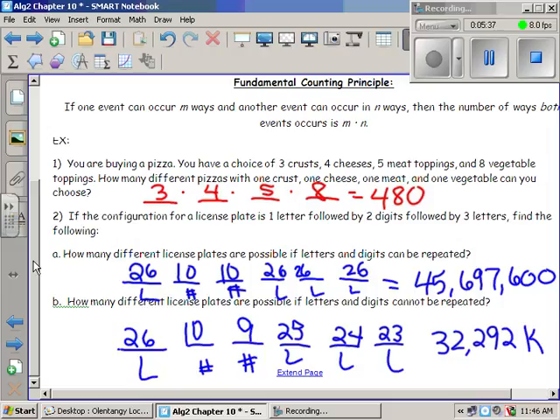All right, so that's the fundamental counting principle. You just multiply, and we've kind of used that yesterday, right? With probability, when we multiplied them all together, all the different probabilities, that's kind of what we're doing.